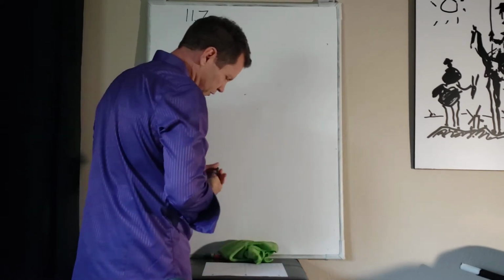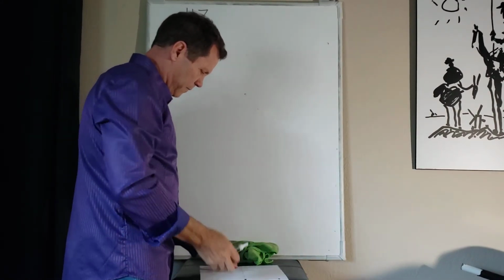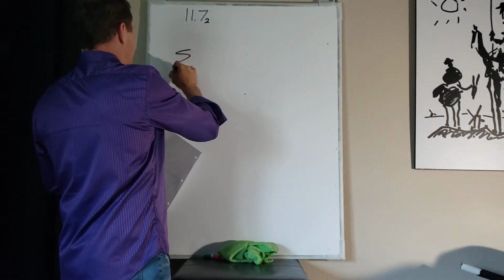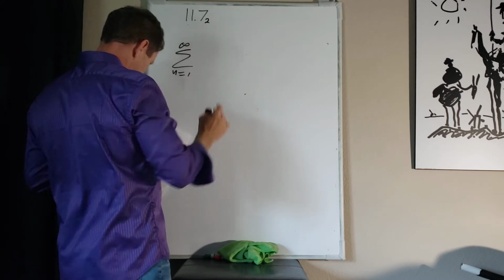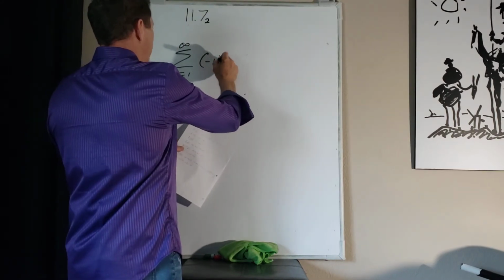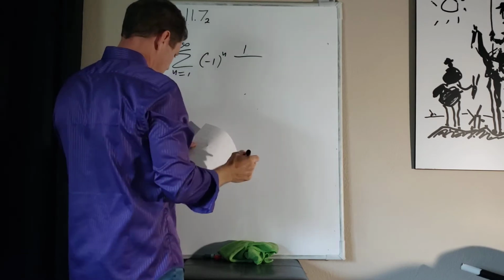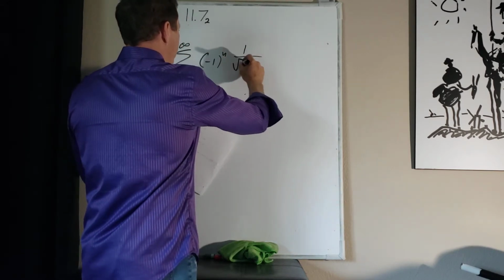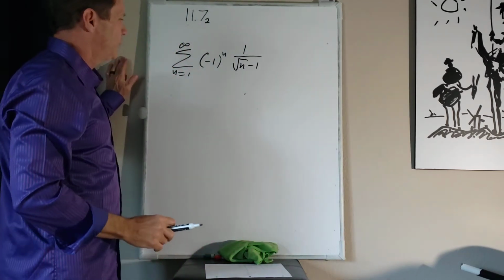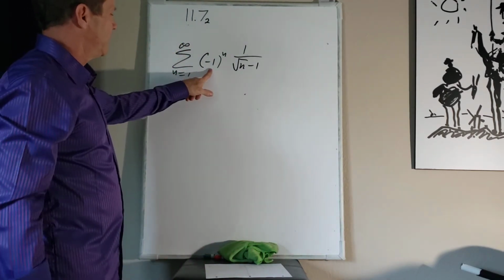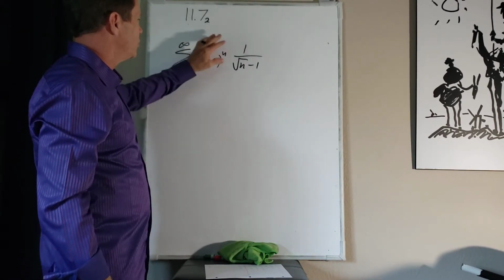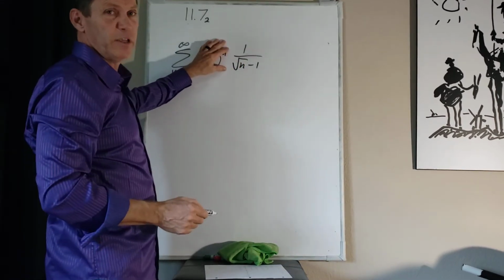Okay, so I picked out some other examples. Let's look at the summation n equals 1 to infinity of (-1)^n times 1 over square root of n minus 1. Look at this series. Is it alternating? Yes, it is. It's going plus minus plus minus. So it's an alternating series. All I've got to do is show that it is decreasing.